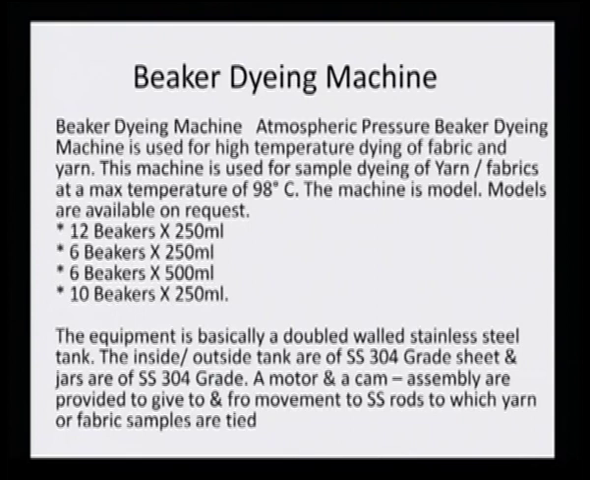The equipment is basically a double walled stainless steel tank. The inside and outside tank are all made out of stainless steel grade 304 sheet, and jars are made out of stainless steel 304 grade itself. A motor and a cam assembly are provided to give to and fro movement of the stainless steel rods to which yarn or fabric samples are tied.